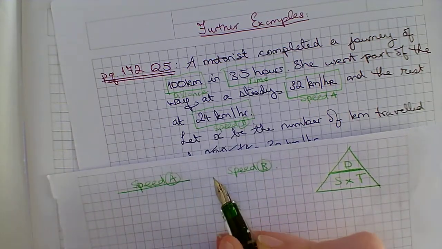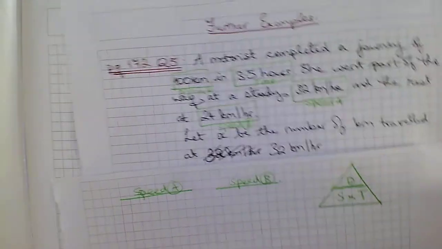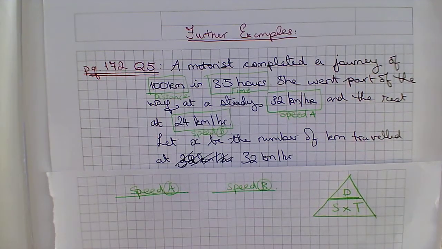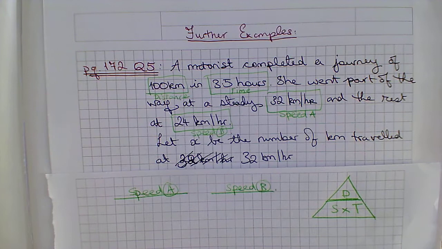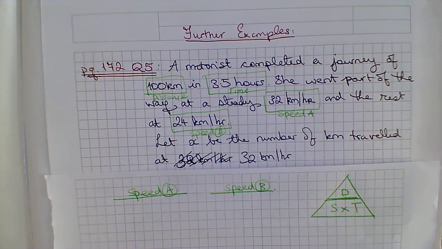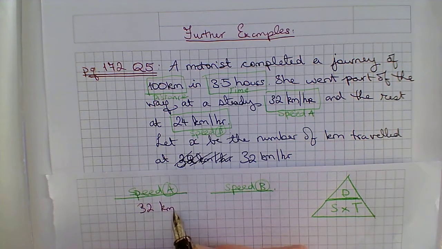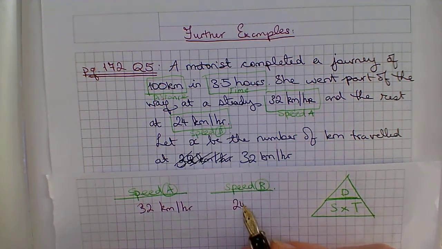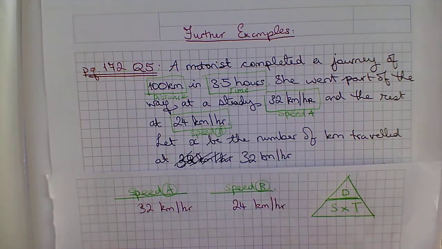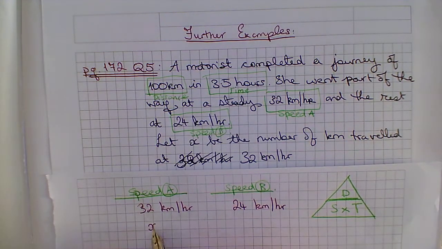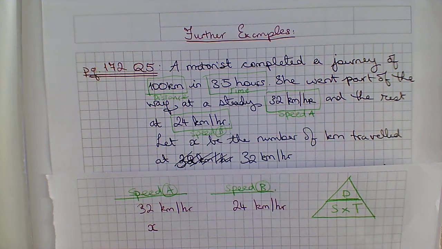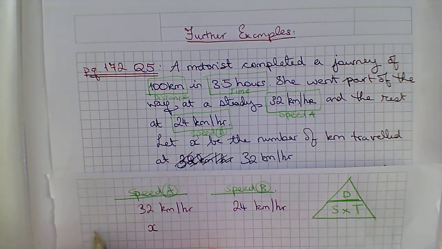So what do we know? Well, they tell us to let x be the number of kilometers that are travelled at 32 kilometers per hour, which is my speed A. So my speed A is 32 kilometers per hour. My speed B is 24 kilometers per hour. And I know that I travel a distance of x kilometers at speed A. And the question is, how many kilometers do I travel at speed B? Well, so this is my speed, and now I'm talking about distance.